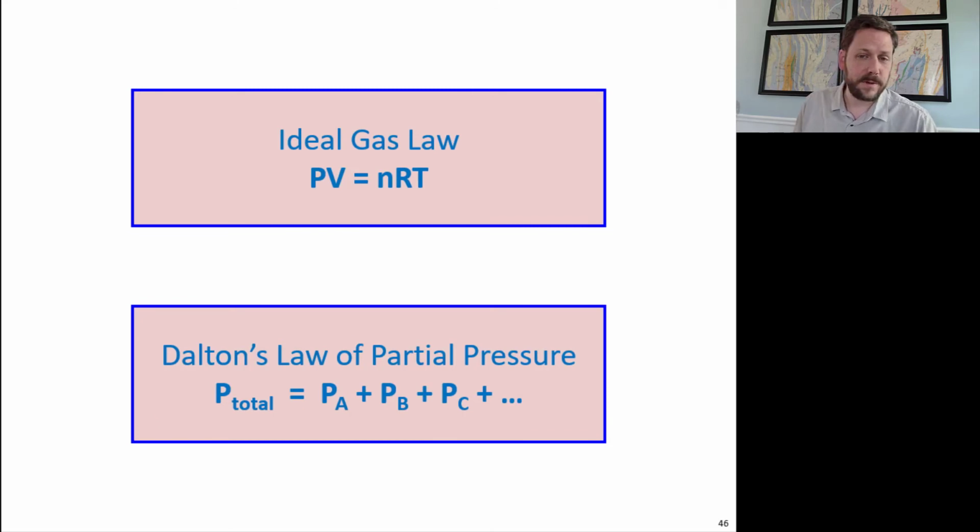The second one is very simple, but just to summarize, in the ideal gas law you may be solving for pressure, volume, number of moles, or temperature, and you'll need to select the R value which matches the pressure units you're using. In the second equation, Dalton's law of partial pressure, we're simply looking at a principle that emerges when we're considering a mixture of gases.